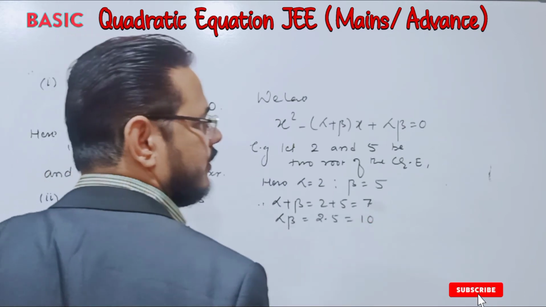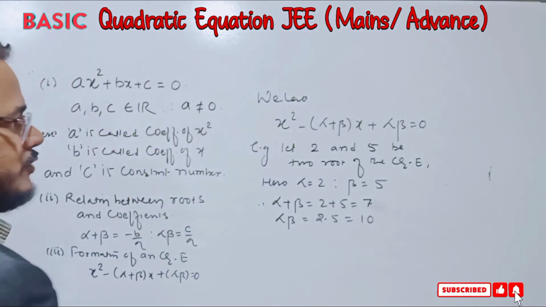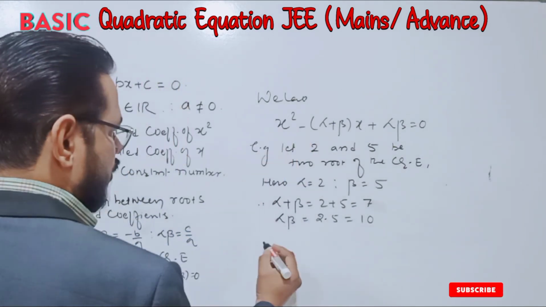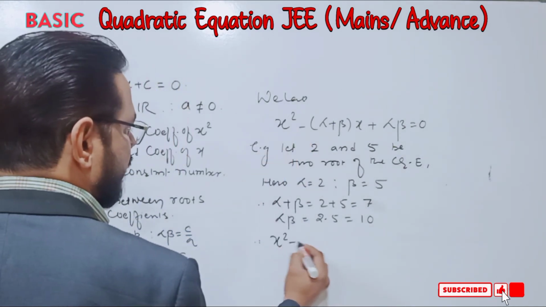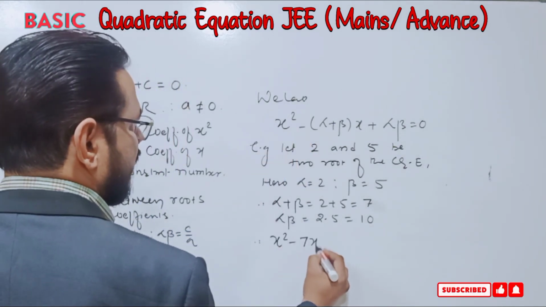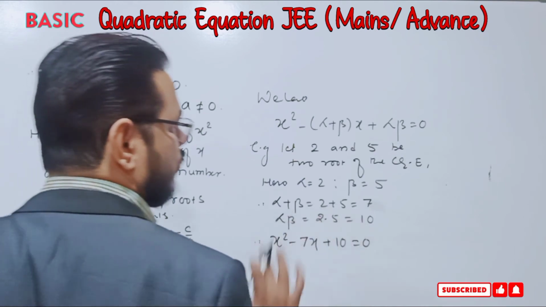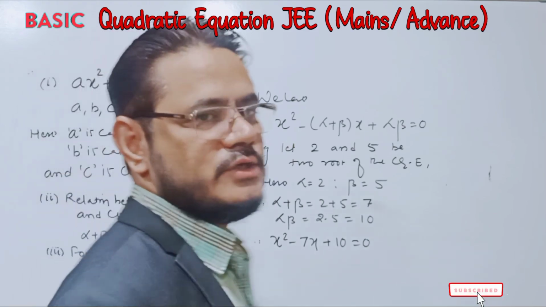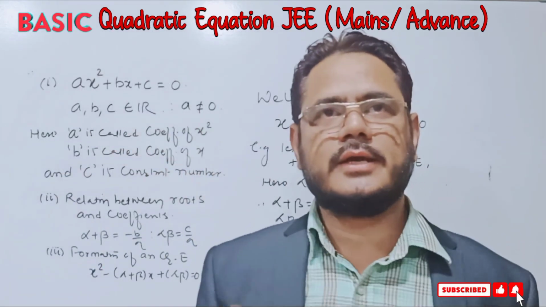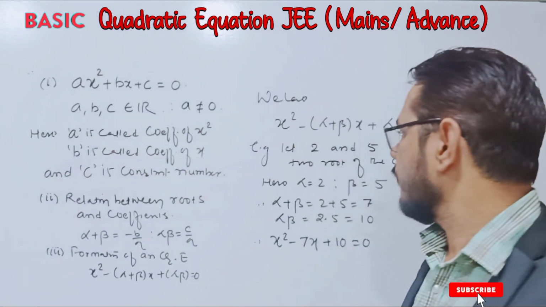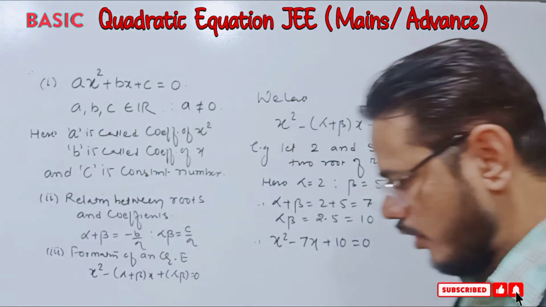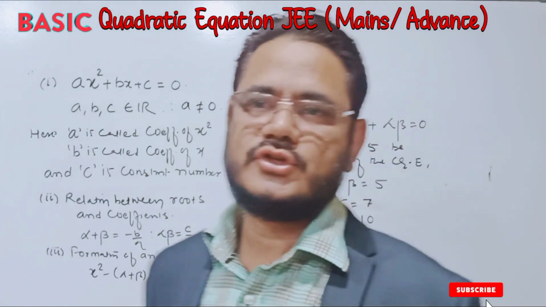equals to 10. Now substitute these values in our relation. So we have x square minus 7x plus 10 equals to 0 as the required quadratic equation. With the help of given roots, we can form any quadratic equation.